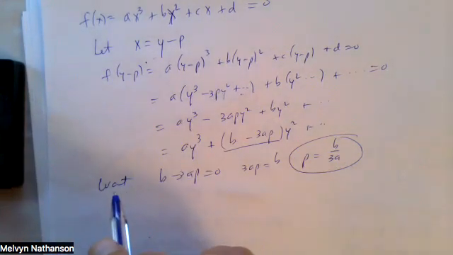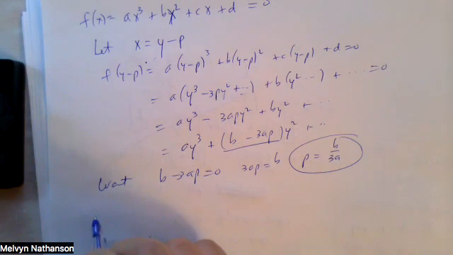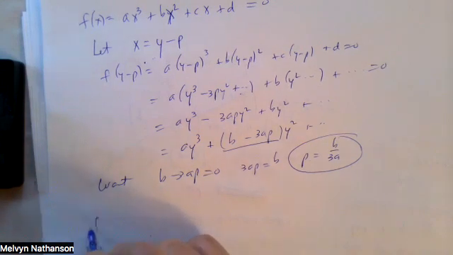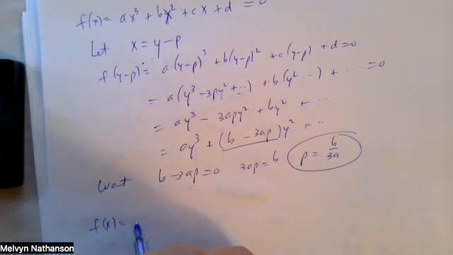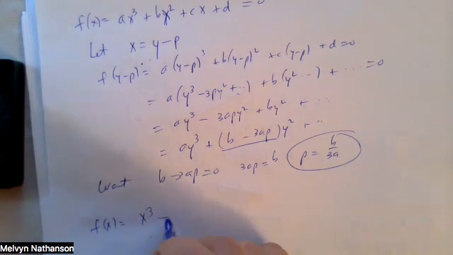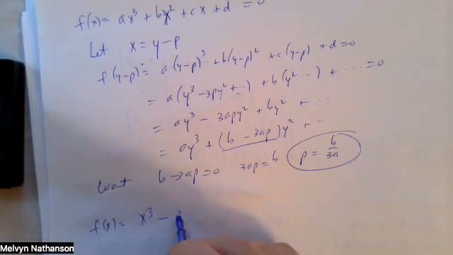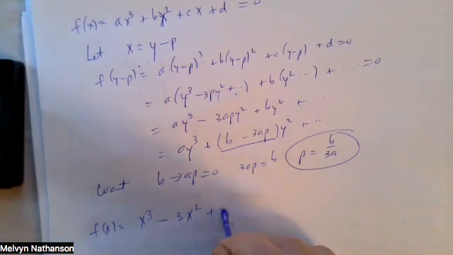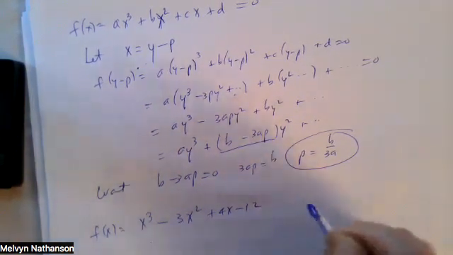So I started with the equation, the cubic, f of x equals x cubed minus 3x squared plus 4x minus 12.